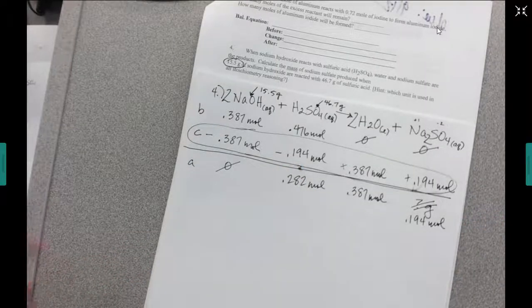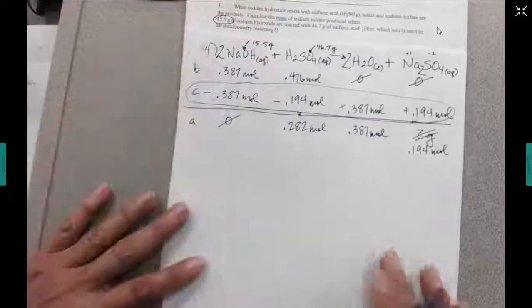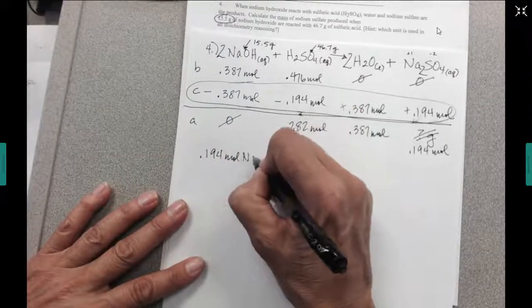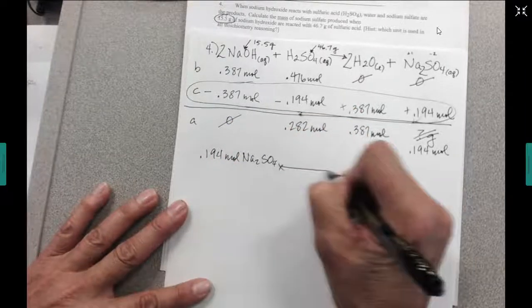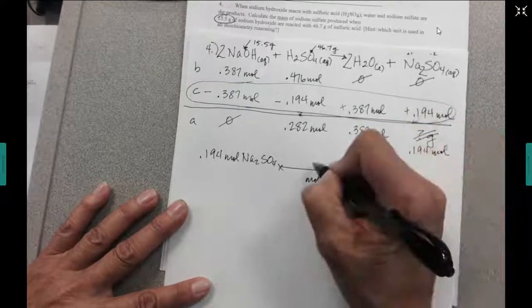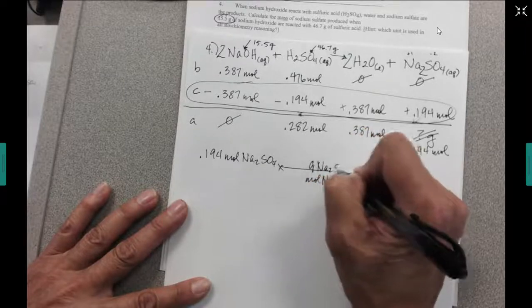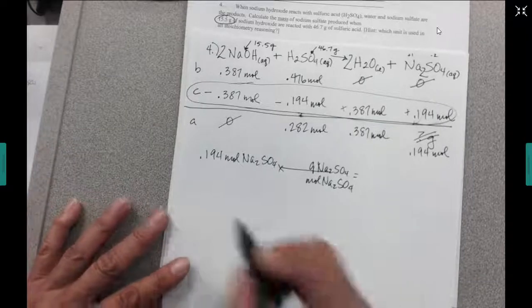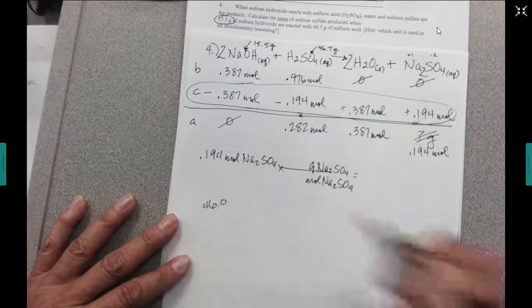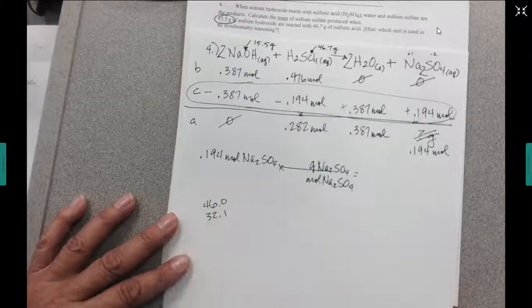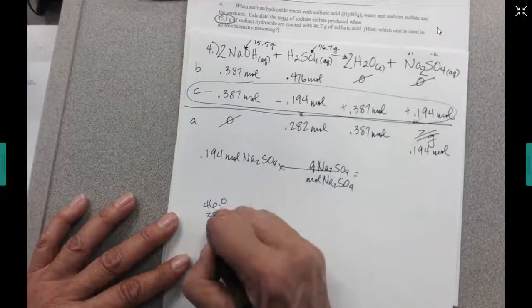But the question asked me, they need to know the mass. So what should I do with that? Convert 0.194 moles of Na2SO4, and I want to go moles of Na2SO4 to grams. Let's see, sodium is 23 each, and there's 2 of them, so that's 46. Sulfur is 32.1. Oxygen is 16 each, so that's 64.